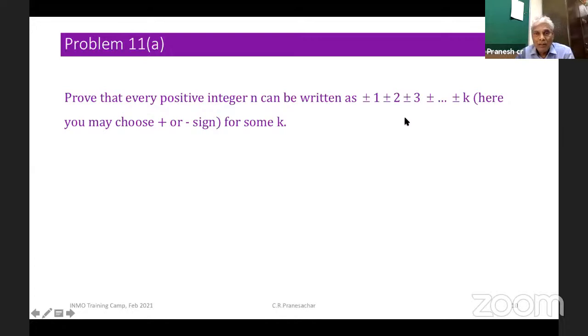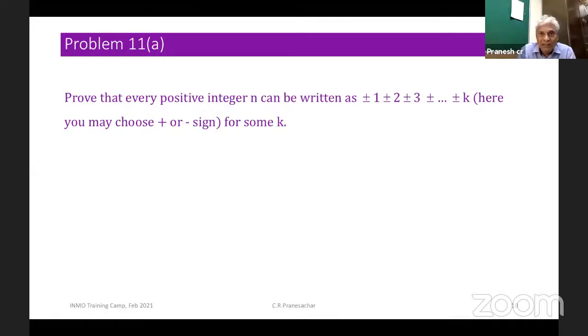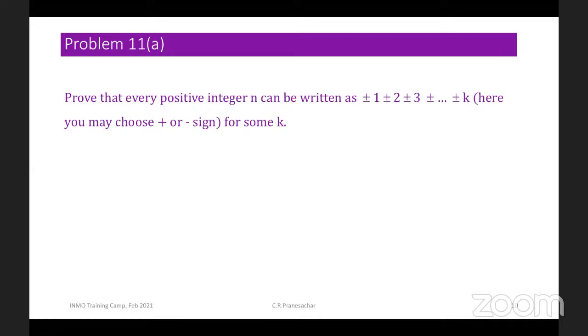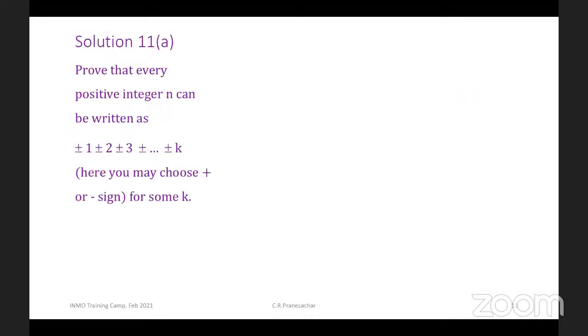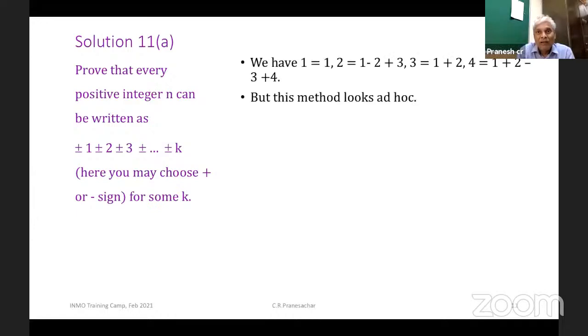Okay. Did you get the problem? Yes, sir. For example, how can you write 1? 1 is simply 1. Is that fine? And how can you write 2? 1 minus 2 plus 3. Okay. We can write a number like this now. Minus 1, plus 2, minus 3, all the way up to 2n. Very good. That's the correct answer.